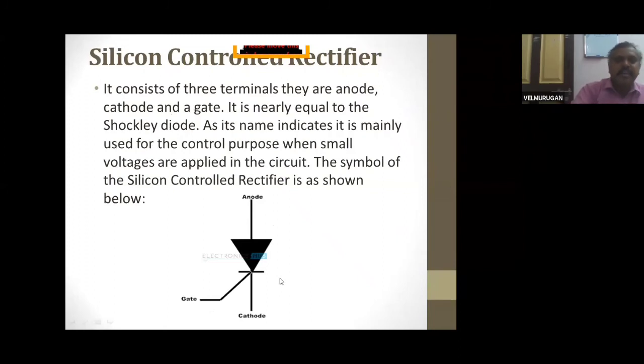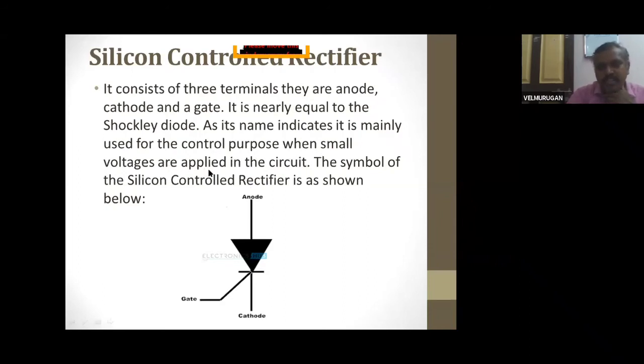Then, the Silicon Controlled Rectifier, that is the SCR. This is also one type of special diode. It consists of a three-terminal device: anode, cathode and gate. See, that is the SCR, with anode and cathode. It is nearly equal to the Schottky diode, as its name indicates. It is mainly used for control purposes.